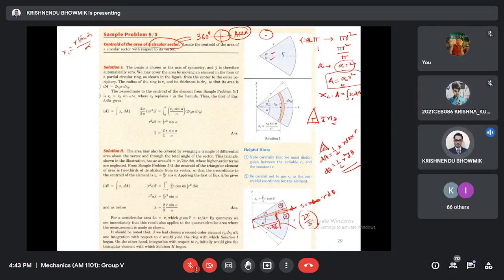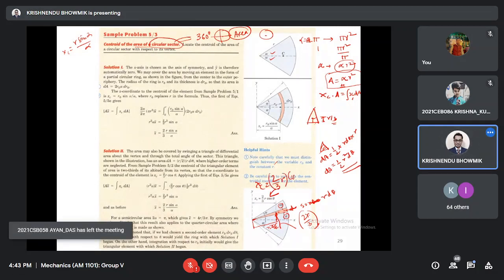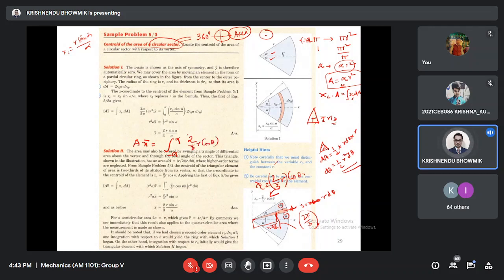Then what is the component along the x-axis? 2r by 3 multiplied by cosine theta. Clear? x is 2 by 3 r multiplied by cosine theta. So in expression what do we want to write? A x bar equals the integral from minus alpha to alpha of 2 by 3 r cosine theta multiplied by the area half r square d theta. What is A? A is alpha r square. So alpha r square multiplied by x bar. What is actually this xc? Here it is xc. I rather write xe, elemental.